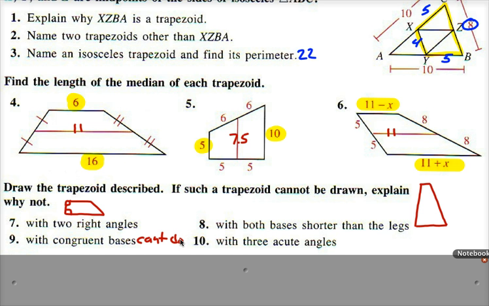Number 10, with 3 acute angles. Let's think about this. Trying to get 3 acute angles inside of a trapezoid. Well, I know if I draw my standard trapezoid like this, I get 2 angles that are obtuse, and I end up with 2 angles that are acute. And if I think about it, I know that these 2 consecutive angles are same side interior angles, which means they have to add up to 180, which means if one of them is acute, the other one has to be obtuse. So if I tried to do that on the other side, the most I can do is get 2 angles acute, because then 2 of them would have to be obtuse. So here's another one that we can't do. It's not going to be possible.